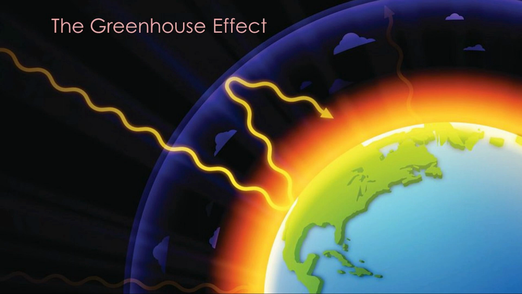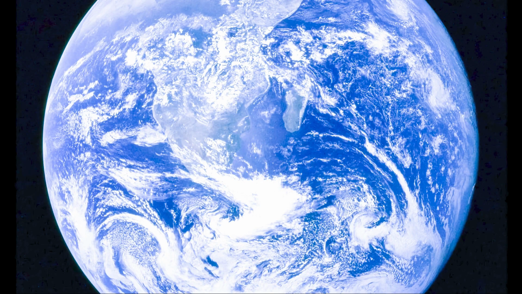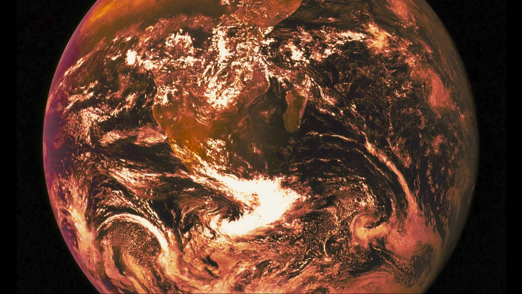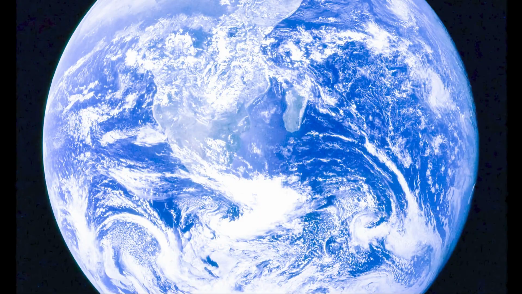Without the greenhouse effect, the average temperature at the Earth's surface would be much colder, likely a little below 0 degrees Fahrenheit, compared to the actual average temperature today, which is around 57 degrees Fahrenheit. That's a big difference right there. And without the greenhouse effect, the daily and seasonal fluctuations of temperature would also be much, much more extreme.